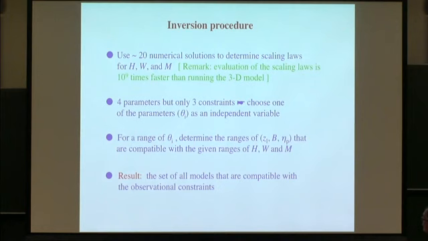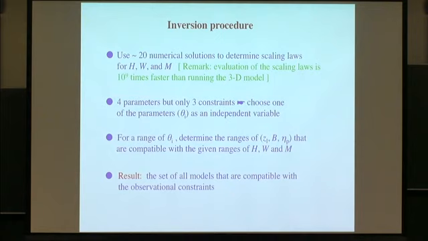So the inversion procedure is the following. We use something like 20 numerical solutions, 3D numerical solutions of the kind I showed you before, the Kleenex box solutions. And we use those to determine scaling laws for the parameters H, W, and M. Now, the reason for this is that it allows you to do a complete inversion, because evaluating the scaling law costs 10 to the minus ninth what it does to run the three-dimensional model. So if you can get everything in terms of simple scaling laws, you can very easily do inversions completely without any assumptions needed.